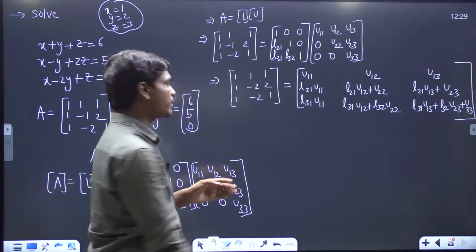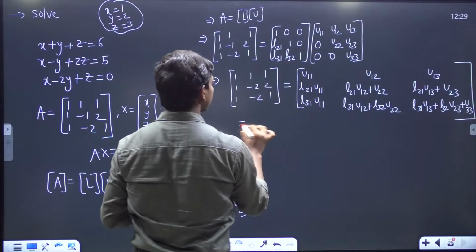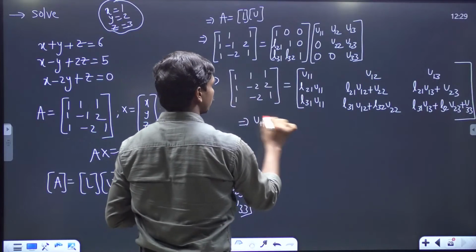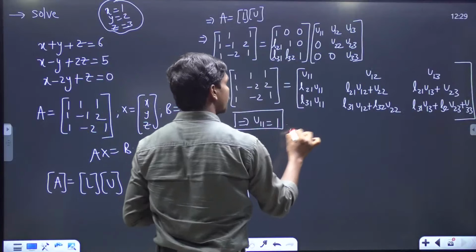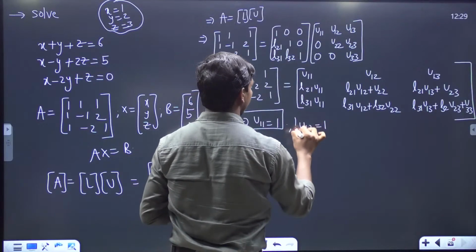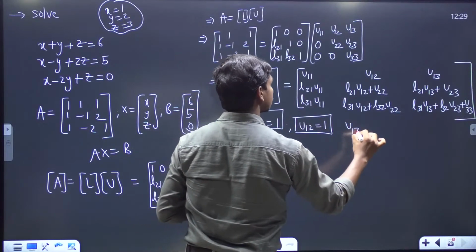This is the matrix that we have, correct? So if this is the matrix that we have, if you equate the elements, we have U11 is equal to 1, U12 is equal to 1, U13 is equal to 1.